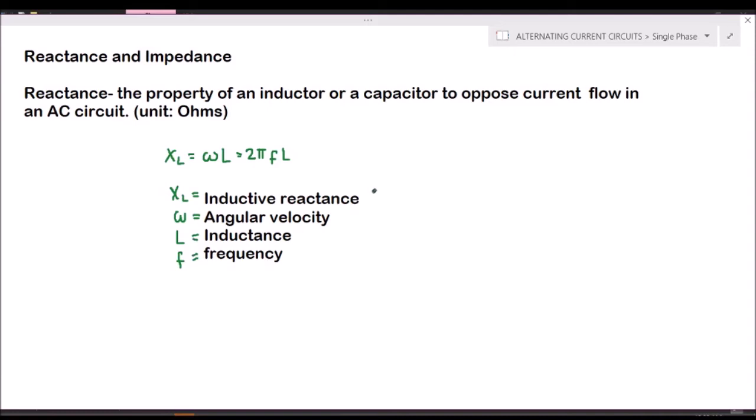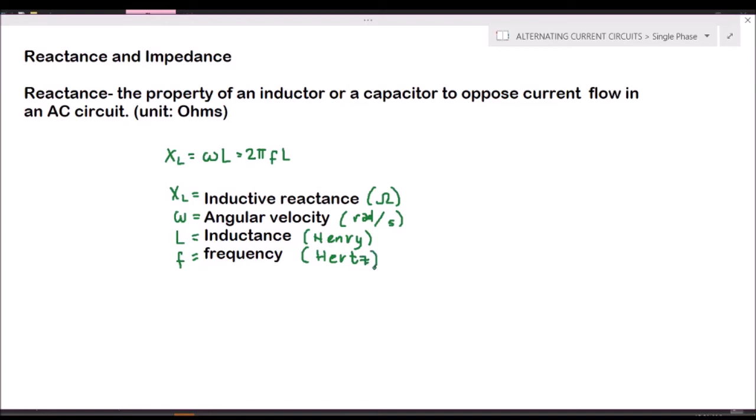The unit for inductive reactance, of course, that is ohms. Then the angular velocity is in rad per second. Then we have inductance, which is Henry. And frequency, of course, is in Hertz. So we have now the inductive reactance.